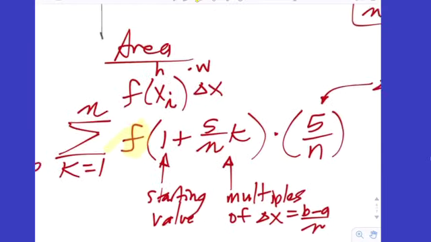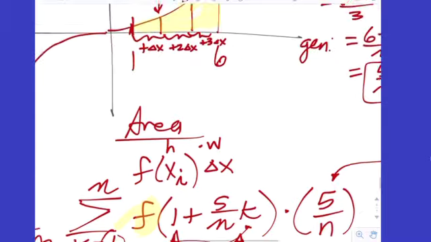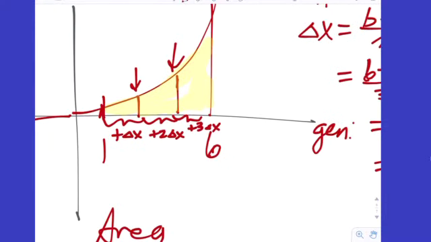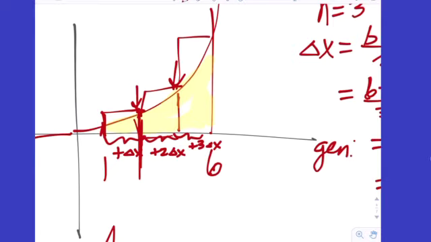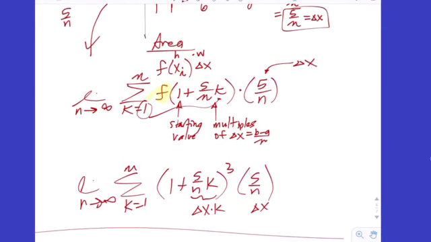Well, let's see. When k equals 1 and you plug it in here, your first x value is 1 plus delta x. So if I'm starting at 1 and I go another delta x, I'm using this as the height. So I'm going back this way, and then I'm doing this. So this ends up being the what? It's the right endpoint method. Yeah, it's the right endpoint method.